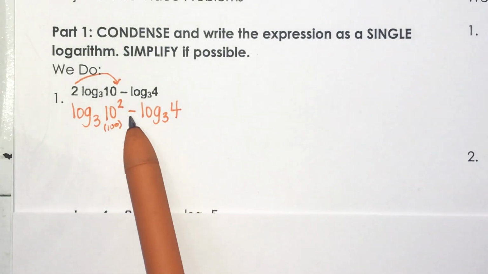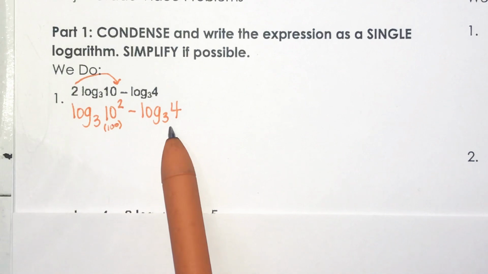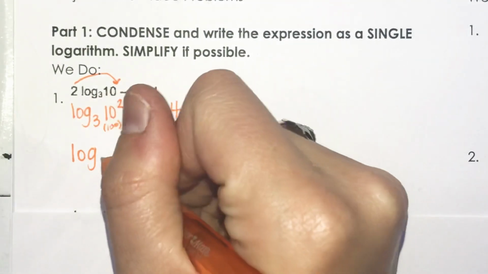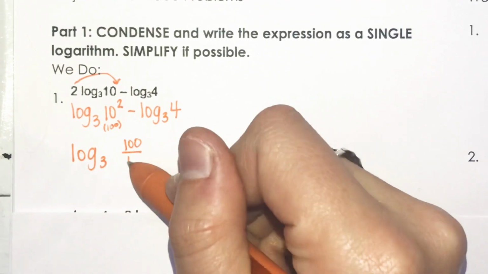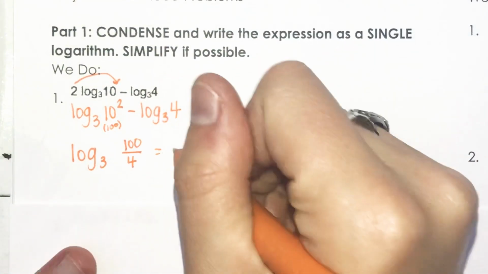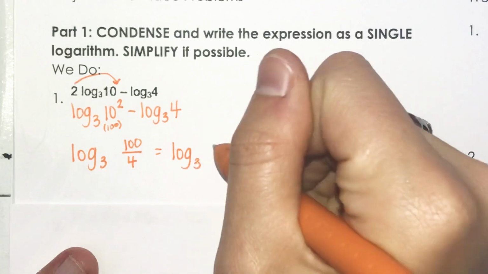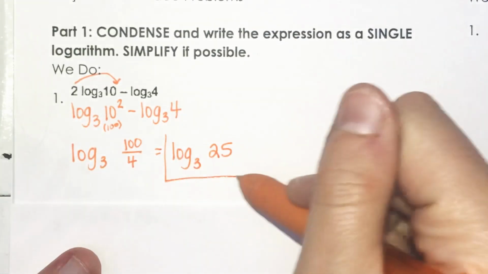And then if I'm subtracting, what I'm really doing is the quotient. So I'm dividing these two. This first one goes on top, it's the numerator. The second one goes at the bottom, it's the denominator. And since they have the same base for their log, I can just write it one time, log base 3. Then I've got 10 squared, which is really 100, divided by 4. And then I can simplify. I know that 100 divided by 4 is 25. So my final answer is log base 3 of 25. There's my first answer.